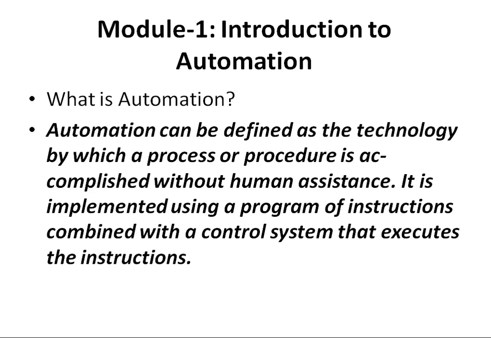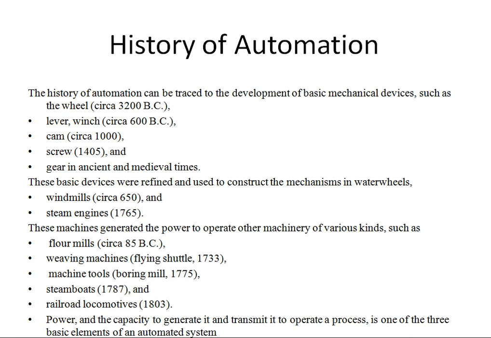So to define automation, what is automation? Automation can be defined as a technology by which a process or procedure is accomplished without human assistance. It is implemented using a program of instructions combined with a control system that executes the instructions. So here it's a process accomplished by human assistance. Further, if we execute the program of instructions with the control system, then automation is possible. So automation is defined with two basic definitions.